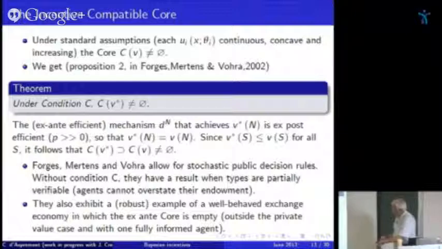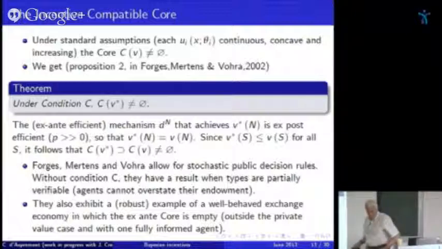Now I should say that in the article they do much more than this. They introduce stochastic public decision rules. They see what happens without condition C, and they exhibit an example for a well-behaved exchange economy in which the ex-ante core is empty. But this is outside the private value case and with one fully informed agent, so we are outside the application of condition C.